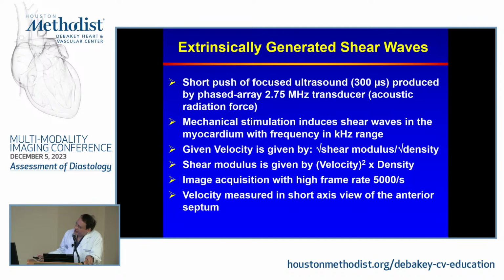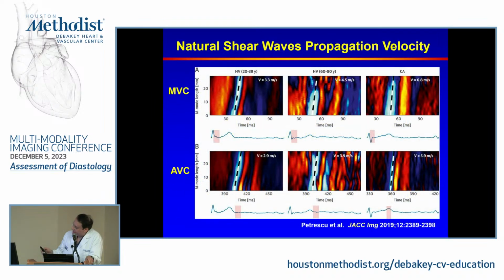And if we're interested in the shear modulus, then you can see that it is directly related to the velocity squared multiplied by the density. The frame rate that you need here is 5,000 frames per second, so it's not available in the commercial ultrasound systems yet. And typically the velocity is measured in the short axis that shows the anterior septum. Showing you examples here, we are interested in that blue zone with the dotted line.